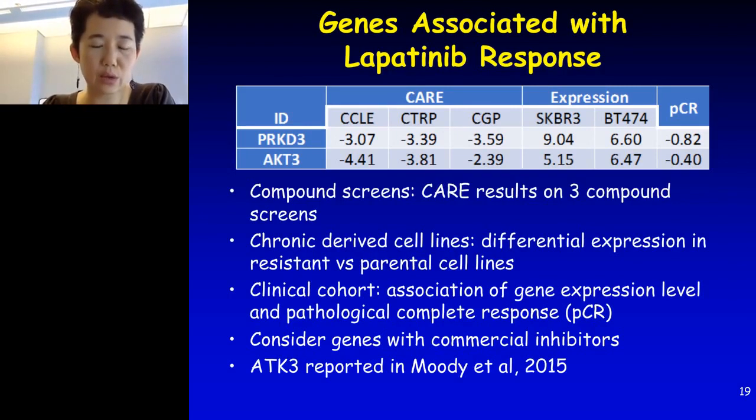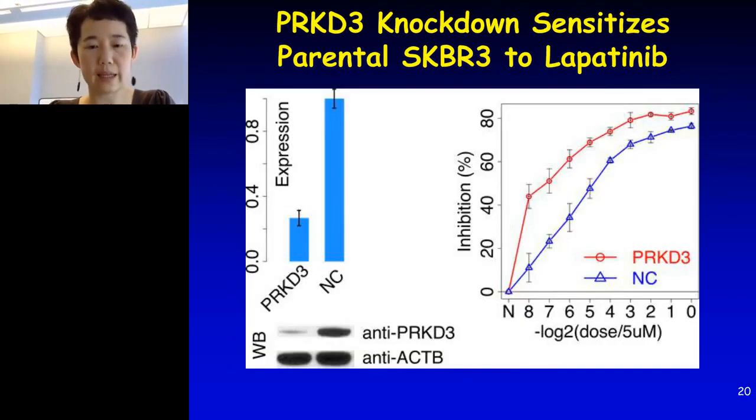And so actually there are more genes available on this list. We look at these two because they have inhibitors available. Indeed, for AKT3, it has already been reported in another study. And so we now test PRKD3, which has an inhibitor, but no clinical testing yet.